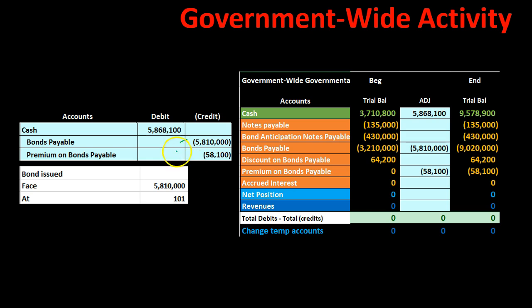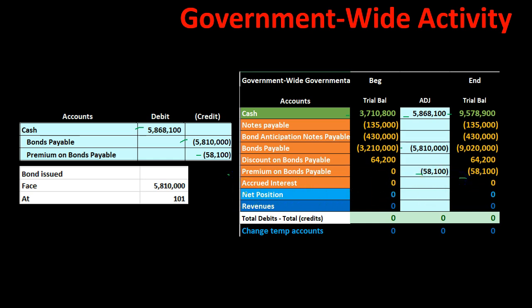If we were then to post this, cash is going to go up in the debit direction. There's cash increasing. Then we have the bond payable. So here's the bond payable, and it's going to go up. We're putting this to the same account. So you might have different bond payable accounts, but we've got two bonds in this payable account now. And then we have a premium. So we have the premium down here on the bond payable.